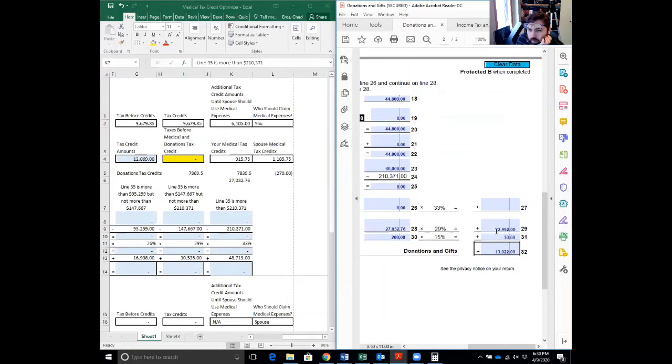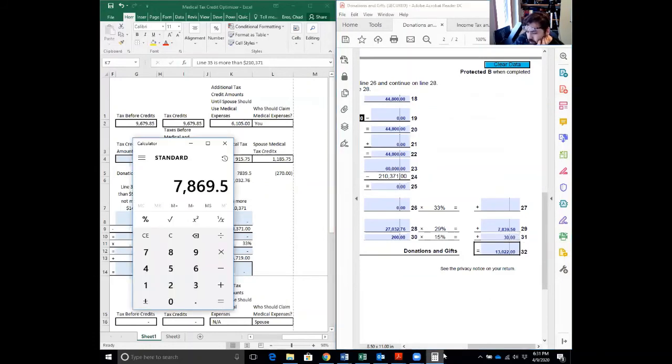Okay, and already calculated it. If I was using a tax program, this would just automatically calculate it for me. So I know this equals 7,839.5. Just double check. Do the math forward, do the math backwards. 27,032.76 times 0.29, 789.50. This little straggler 0.0004. This is what happens with rounding.